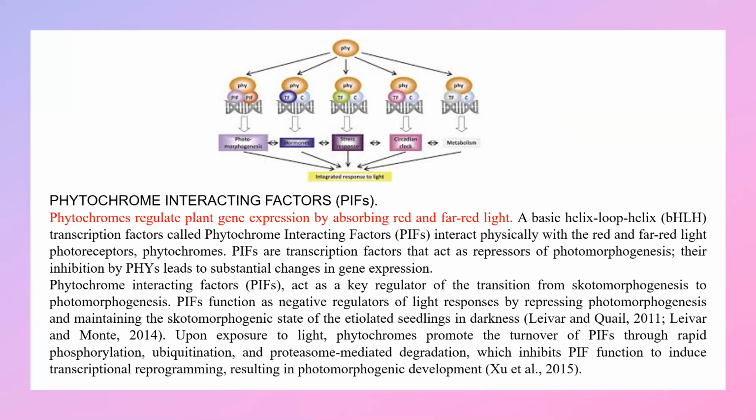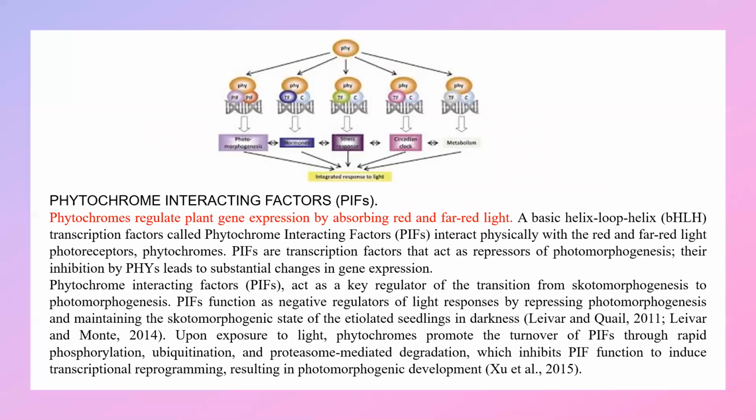Phytochrome regulates plant gene expression by absorbing red and far red light. Basic helix-loop-helix transcription factors called phytochrome interacting factors interact physically with the red and far red light phytochromes. Phytochrome interacting factors are transcription factors that act as repressors of photomorphogenesis. Their inhibition by phytochromes leads to substantial changes in gene expression.